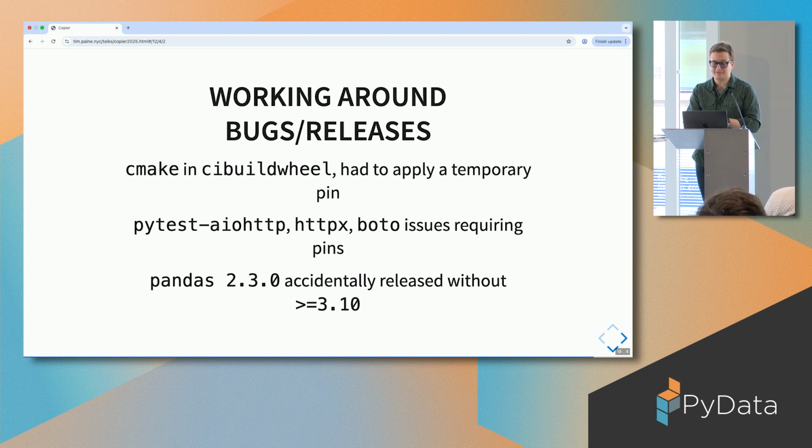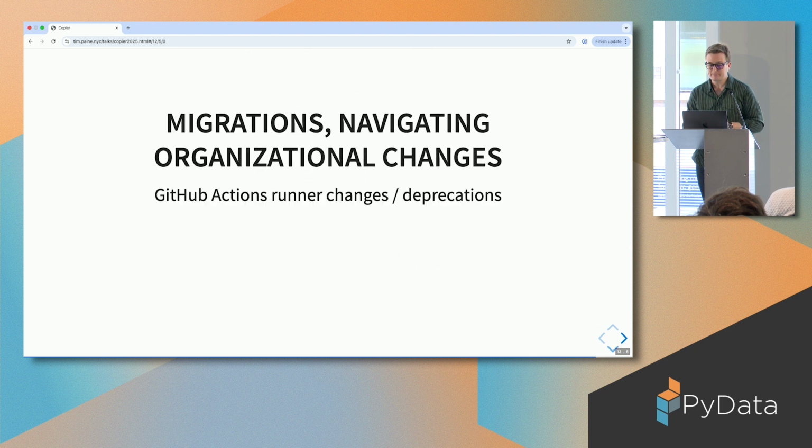PyTest, AIOHTTP, Bodo also had projects, also had problems that required pins. Pandas, like 2 days ago, had an issue with their release where they still say they support 3.9. So you can kind of centrally manage all of your repositories. Instead of having to go through all of them and change them, you do it all from one template repo.